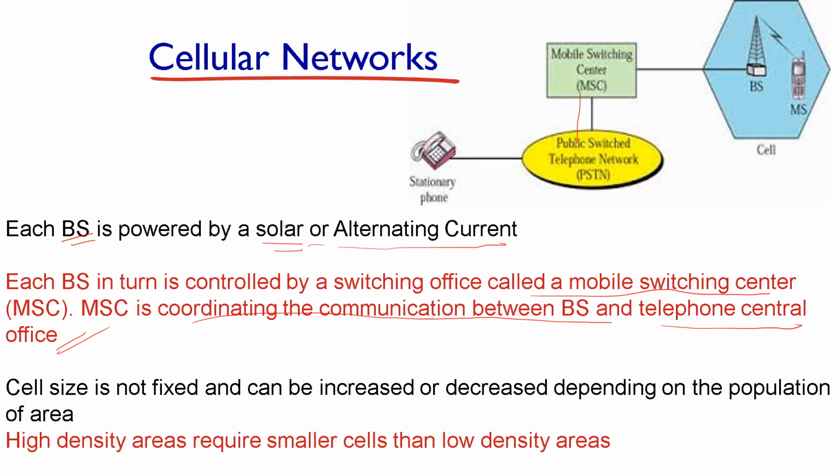The cell size is not fixed, and it can be increased or decreased depending upon the population in that area. That is, the number of mobile stations within a cell is limited, and if the population is high, the cell size will be small. High density areas require small cell sizes.